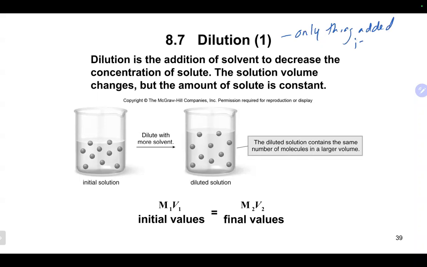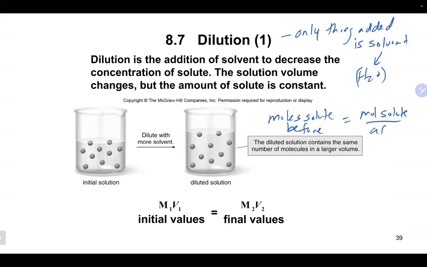is the solvent. And in most cases, the solvent a lot of times is water, as it's a very common sort of solvent. A reminder, it doesn't always have to be water, but it is very commonly used. So what that means is when we do a dilution, the moles of the solute before the dilution will actually equal the moles of solute after the dilution.